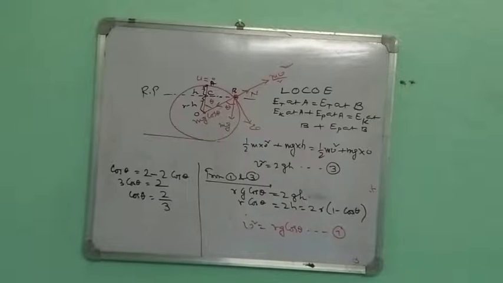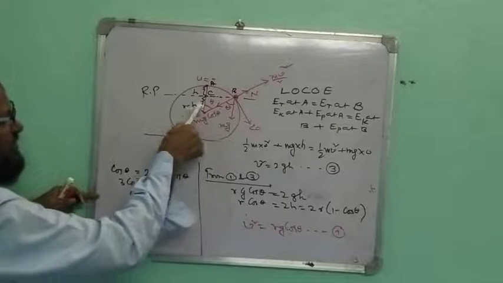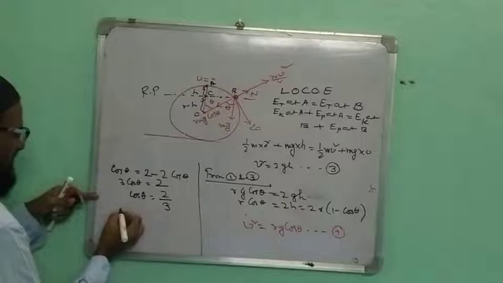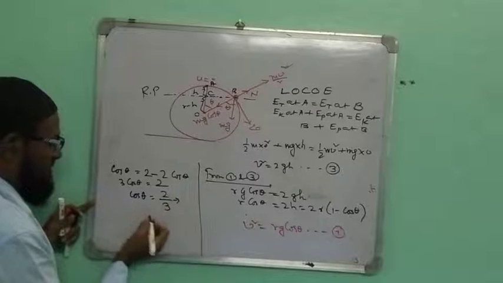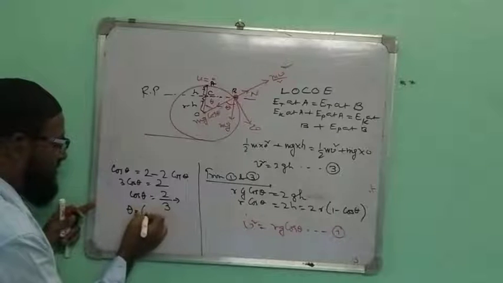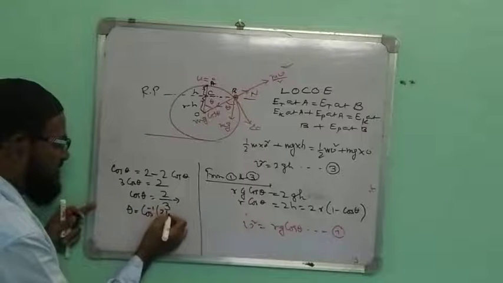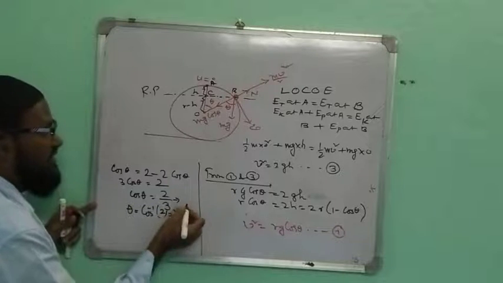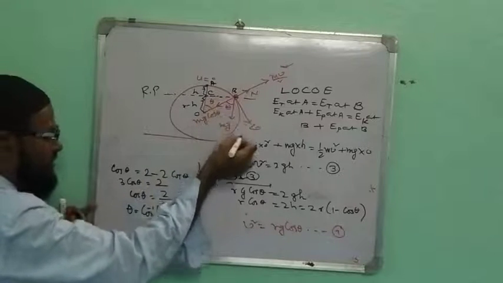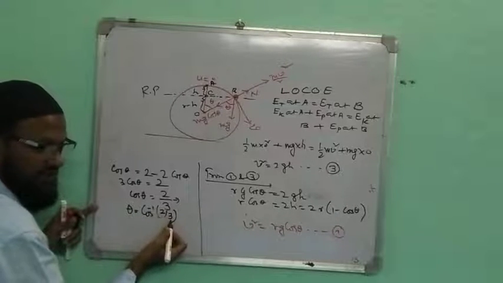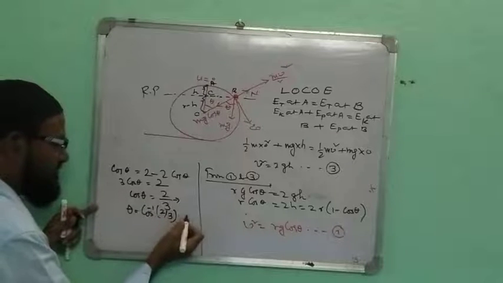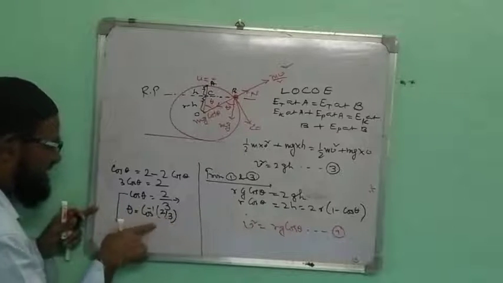From the figure, can you tell me what is cos theta? Cos theta equals the base over the hypotenuse. One thing is important, this is one question: theta equal to cos inverse 2 by 3. Suppose the question is, at which angle will the body detach? In that case, the answer is cos inverse 2 by 3.